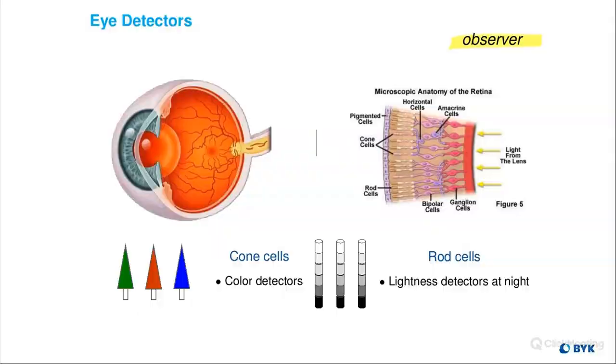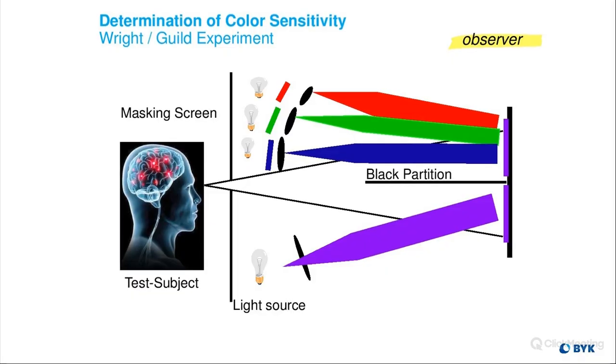In order to define the observer, we did an experiment called the Wright-Guild experiment. Basically you have a masking screen and a test subject on one side, and when they look through the bottom light, the purple light, they try to adjust the 3 lights on the top, the red, green, and blue, to match that color on the bottom of the screen. That's how we determined the observers.